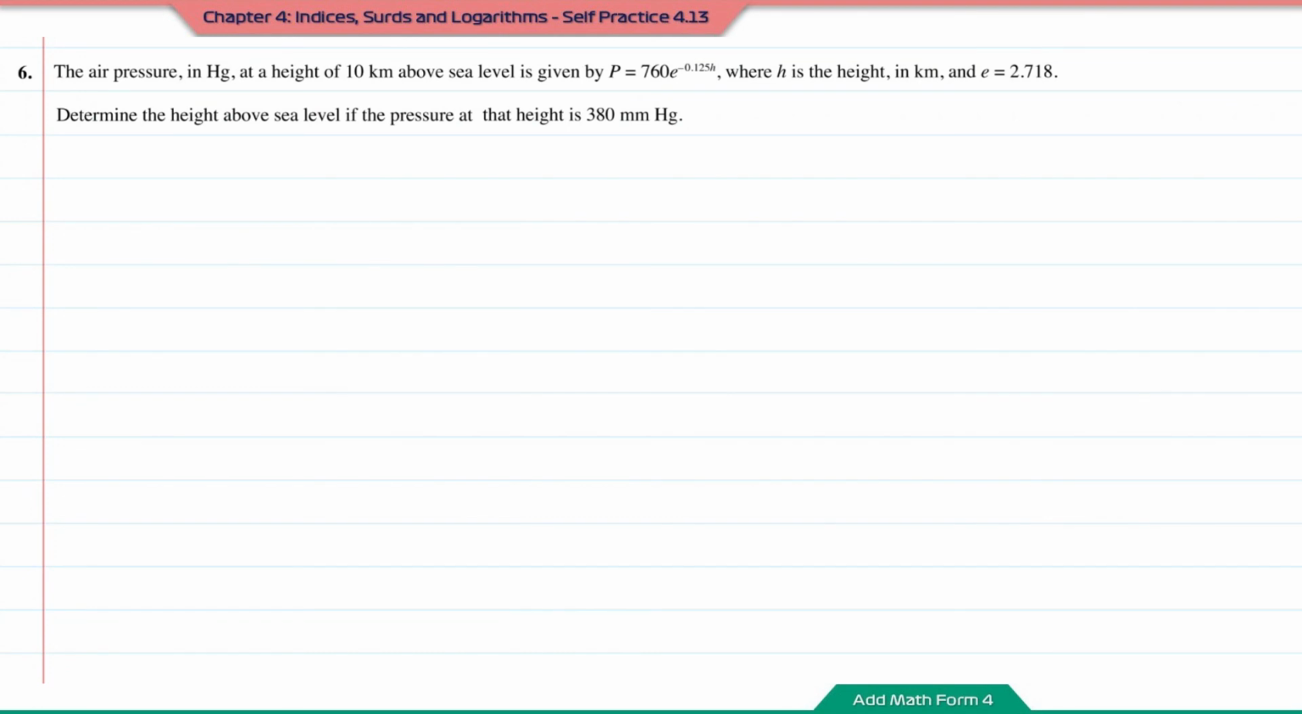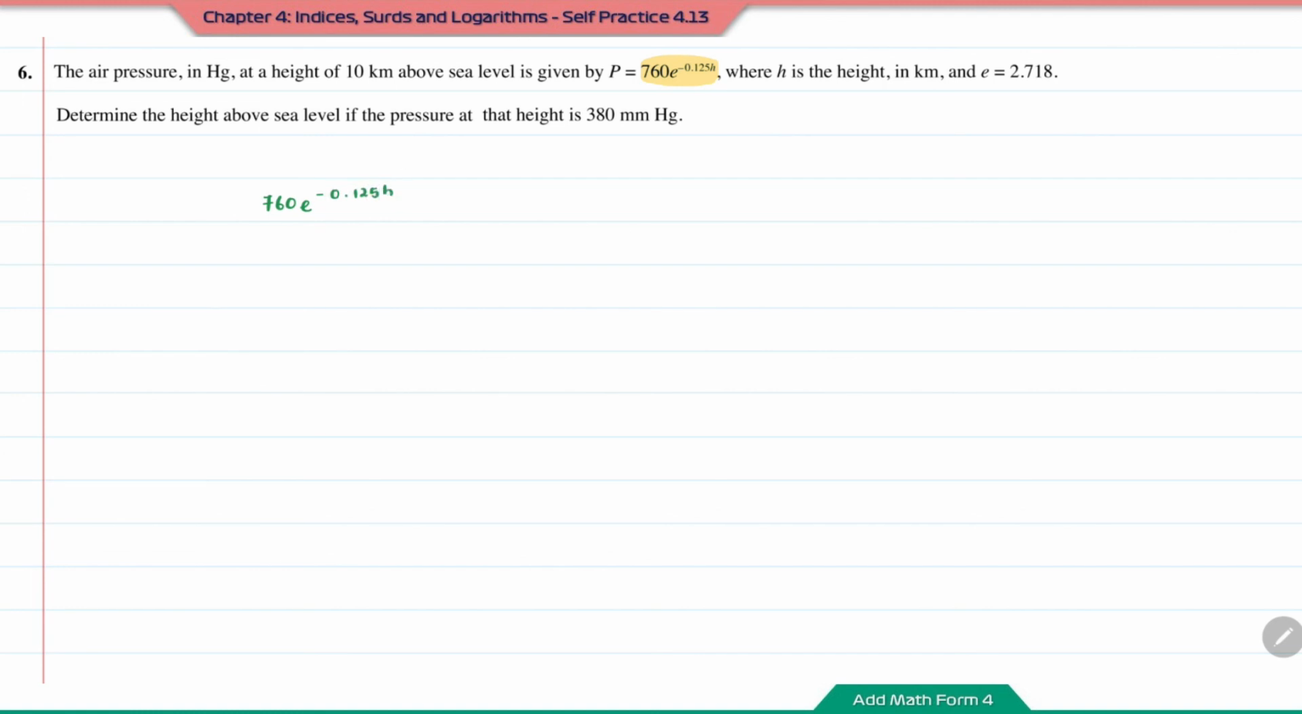Question number 6. The air pressure in mm Hg at a height of h km above sea level is given by P equal to 760 e to the power of negative 0.125 h, where h is the height in kilometer and e is equal to 2.718. Determine the height above sea level if the pressure at that height is 380 mm Hg. So we can find the pressure using this formula, 760 e to the power of negative 0.125 h.